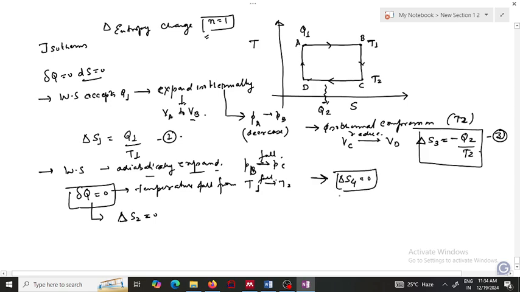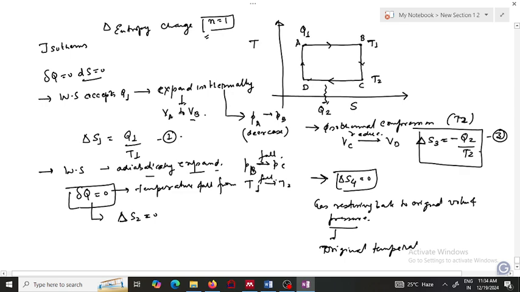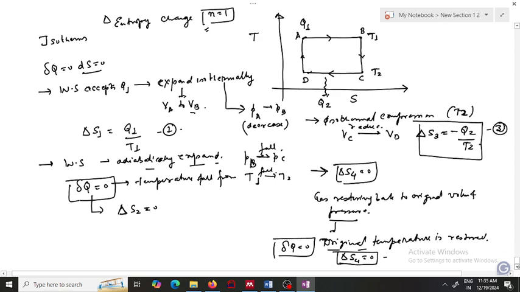So what is happening in the fourth process? The gas is finally restoring back to its original volume and pressure. As a result, if it is an ideal case, the original temperature is also restored. But in this particular process also, entropy remains conserved, because it is an adiabatic compression. So in adiabatic compression, delta Q is 0, so my delta S4 should be equal to 0. Since there is no heat exchange between the system and surrounding, delta Q is 0, therefore delta S4 is 0.